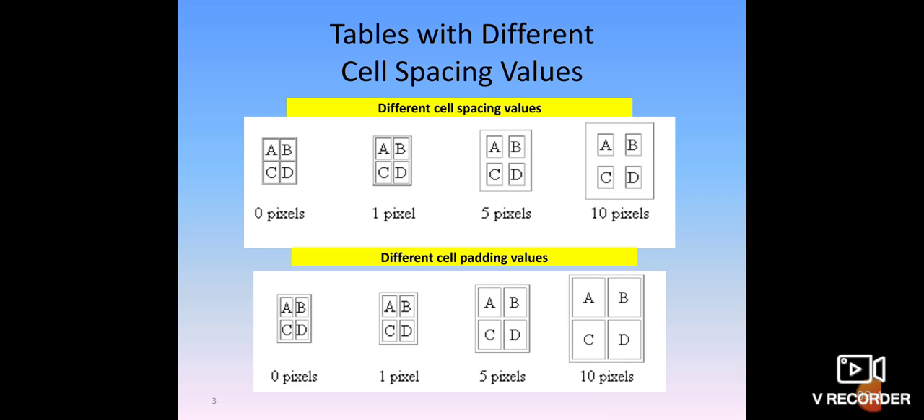So in the 10 pixels picture, you can see the difference between the cell spacing value and the cell padding value. In the cell spacing values, between A and B there is a space, whereas in the cell padding there is no space between A and B, but within the cell A, around it, there is space. That is called cell padding. So you must know the difference between cell spacing and cell padding.